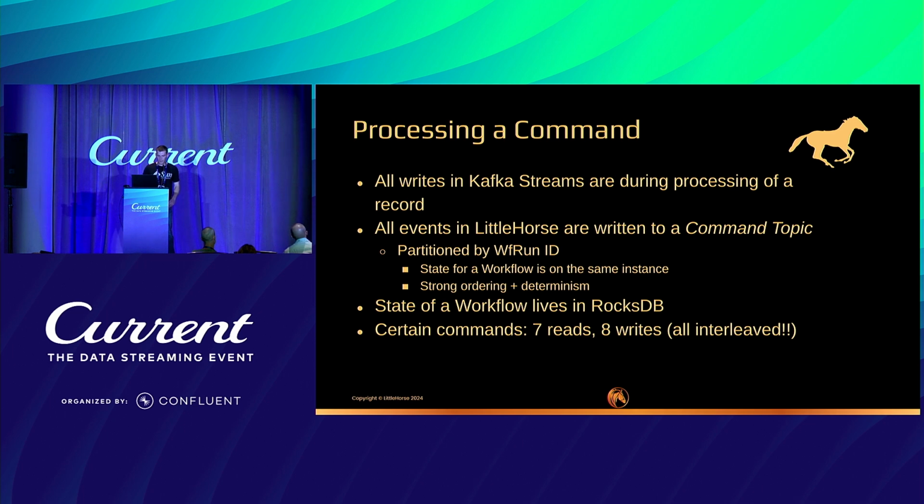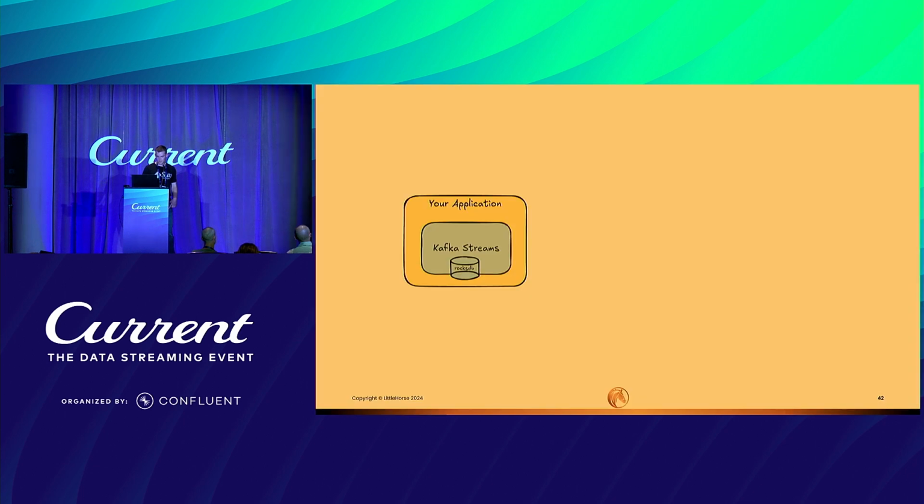And one other thing I'd like to point out is that for the most common command that we observe inside LittleHorse, which is noting that a task run was completed, we end up actually having 7 reads and 8 writes, which are all interleaved, and they all kind of depend on each other. So there's a lot of round trips back and forth to the state. So let's take a look at the network diagram for how that looks in LittleHorse. There's the network diagram for those round trips in LittleHorse.